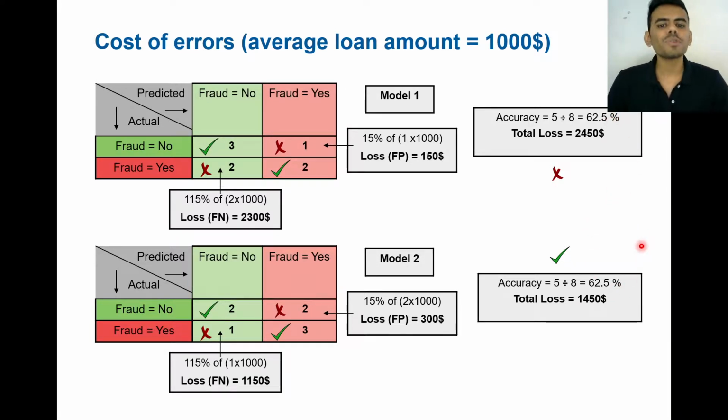So if you notice, the accuracy of both the models is the same. So normal intuition says both of the models are equally good. But if you calculate the losses in the context of business, you realize that model 1 is making way more losses than model 2. And that's why we need more advanced metrics like recall and precision.